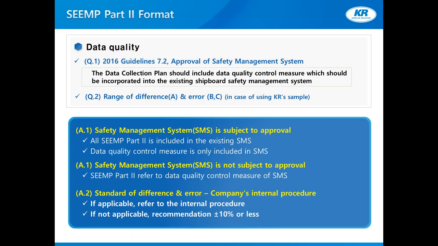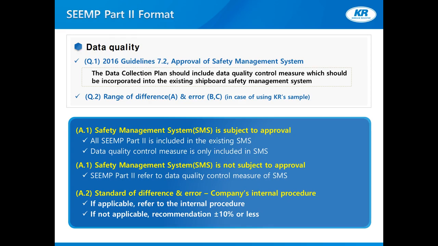For the chapter of data quality, there are 2 frequently asked questions. First is approval of the existing shipboard safety management system. If all the SEEMP Part II or only the data quality chapter is included in the existing safety management system, or if the data quality control measure is not specified in the SEEMP Part II, safety management system is subject to the approval. But if SEEMP Part II just refers the data quality managing process of safety management system, that safety management system is not subject to the approval.